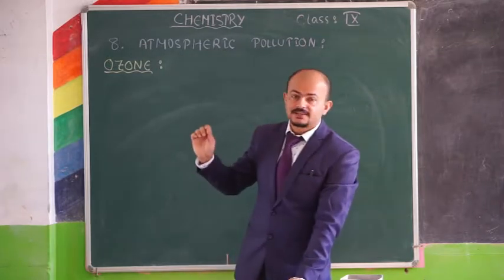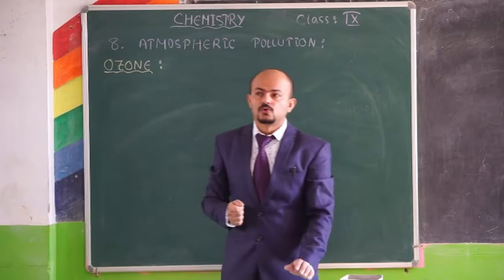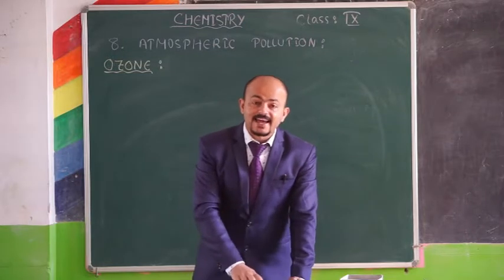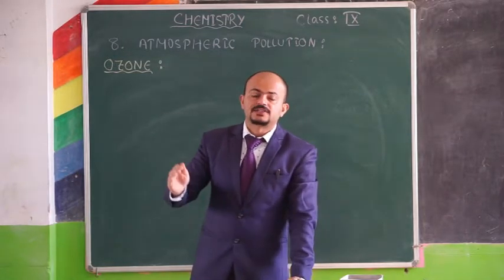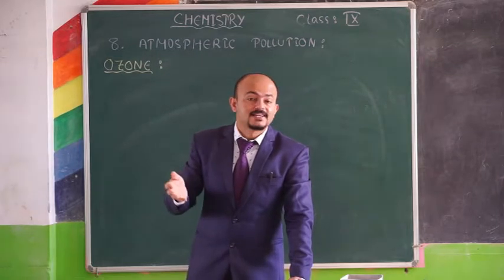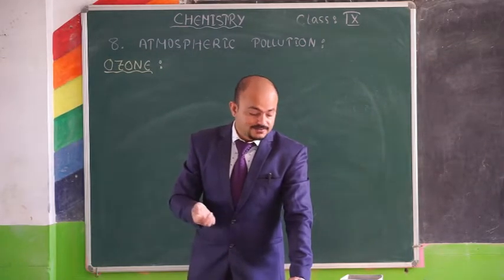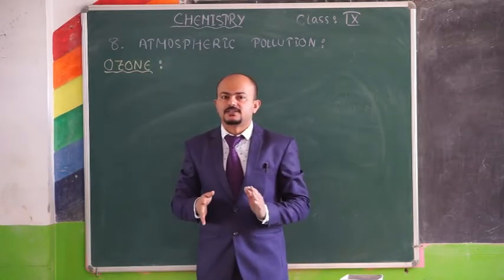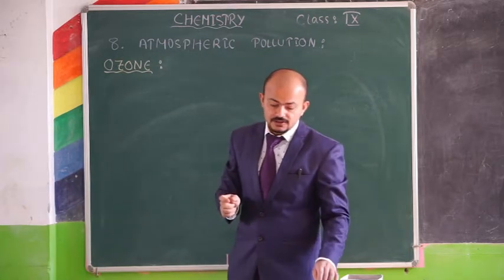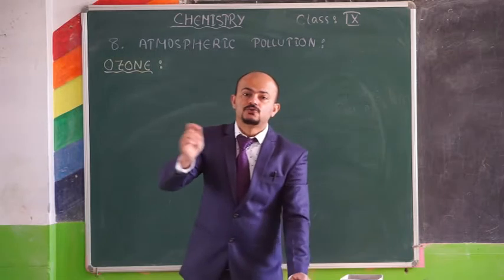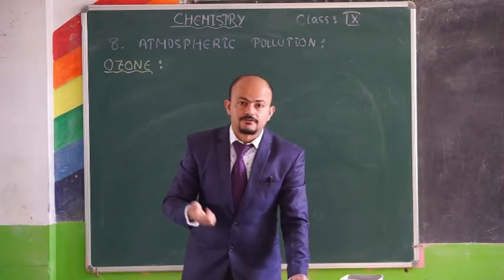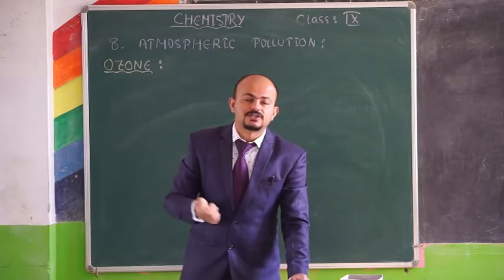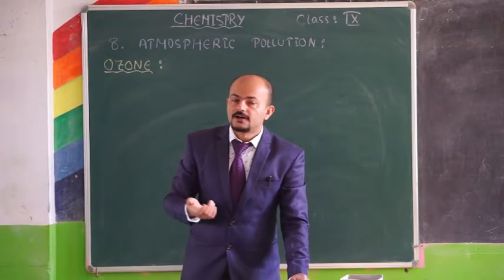Continuing with chapter number 8, today we are going to discuss ozone. So you must have heard about ozone. Ozone is a light bluish gas which is found in the upper layer of the atmosphere, that is the stratosphere, and it is formed by the action of ultraviolet rays coming from the sun. Whenever these UV rays, UV meaning ultraviolet radiations, come in contact with oxygen in the stratosphere, we get the formation of ozone.